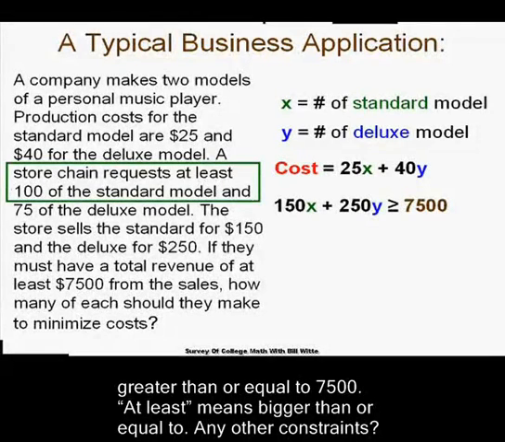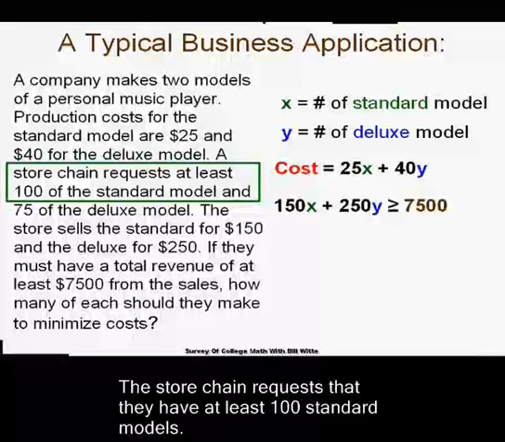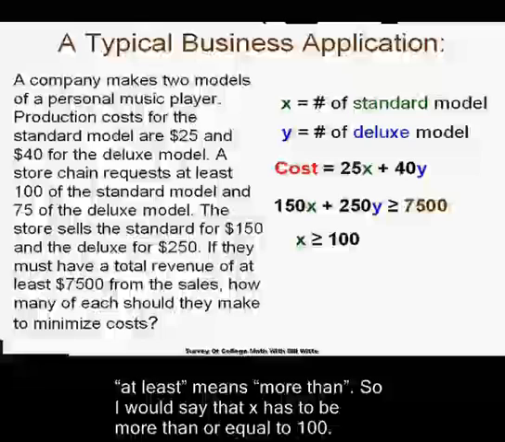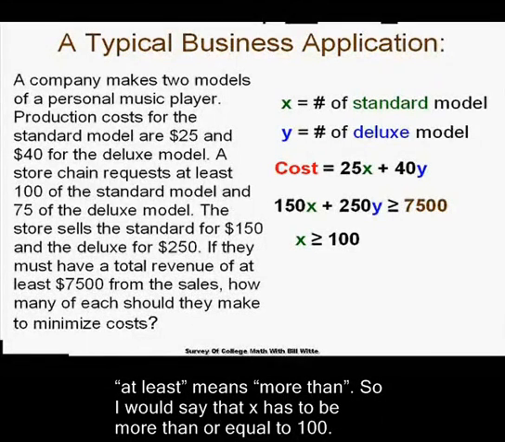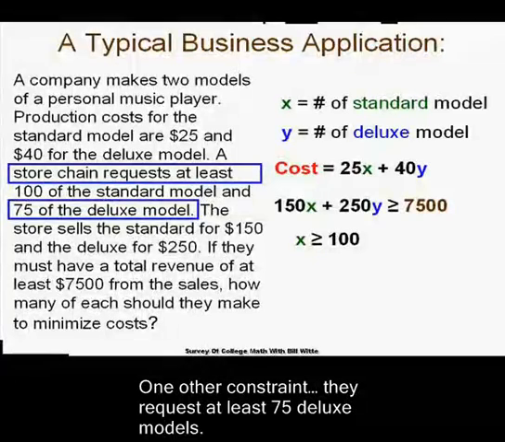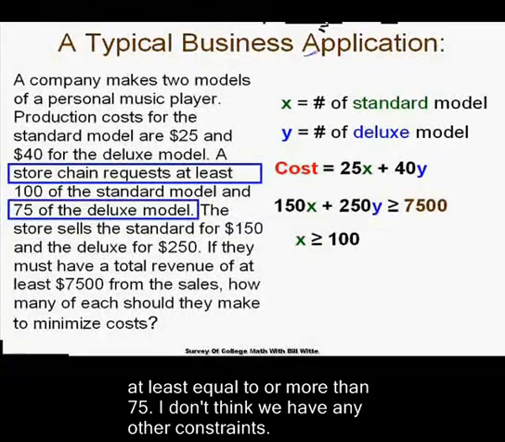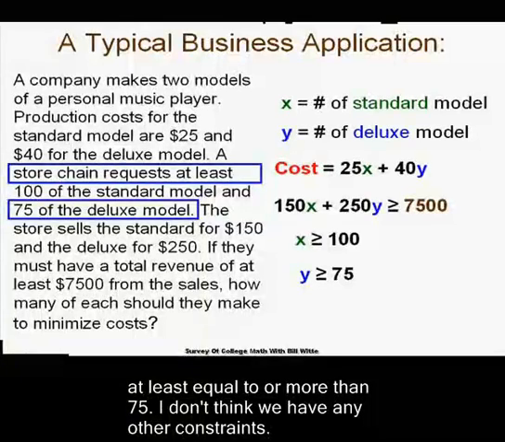Okay, any other constraints? The store chain requests that they have at least 100 standard models. Can't just sell all deluxe models or all standard models. They do have to have at least 100, and at least means more than or equal to. So I'm going to say X has to be more than or equal to 100. One other constraint. They request at least 75 deluxe models. So that means the number of deluxe has got to be at least, equal to or more than 75. I don't think we have any other constraints in this case.